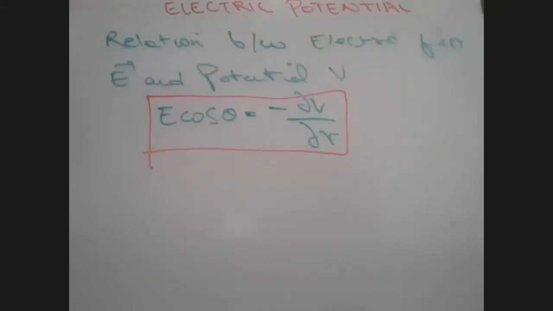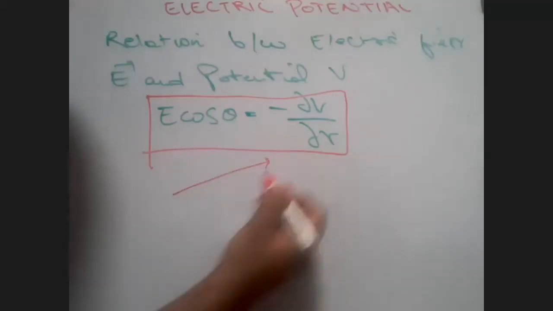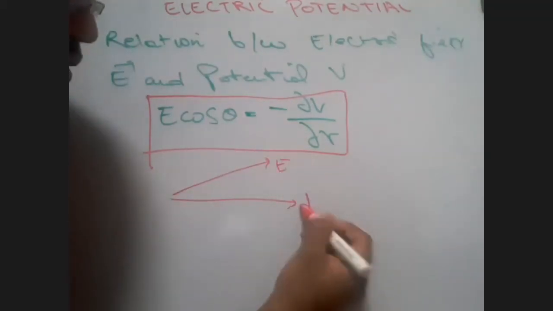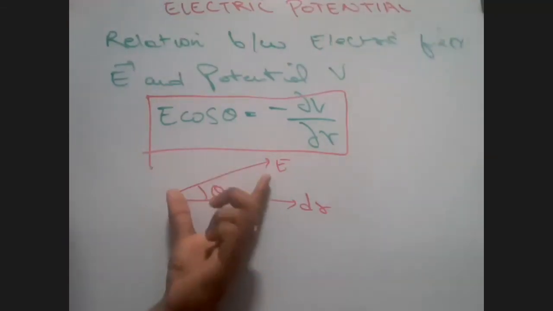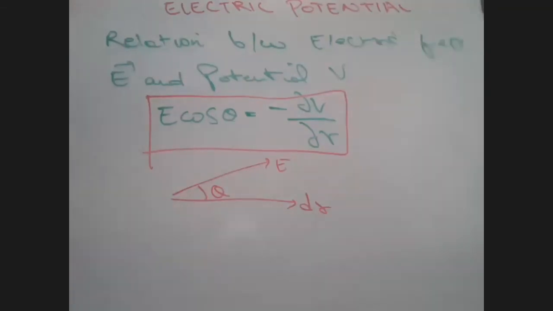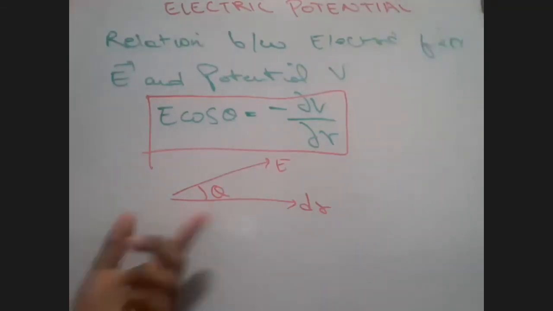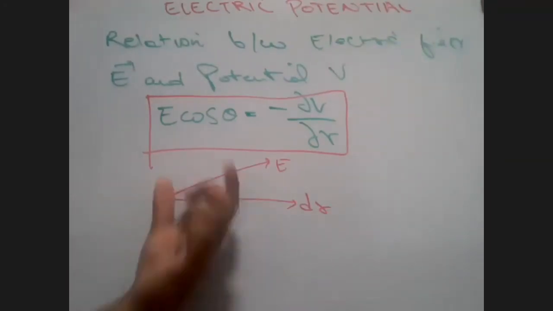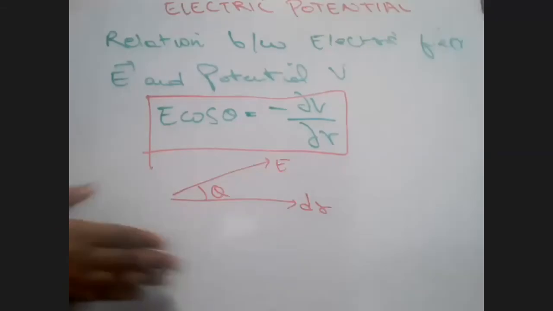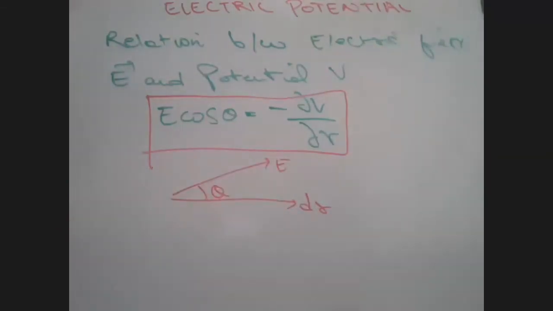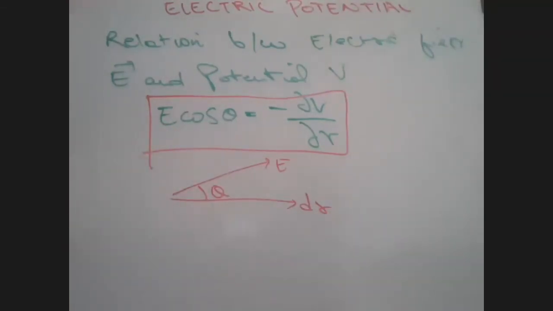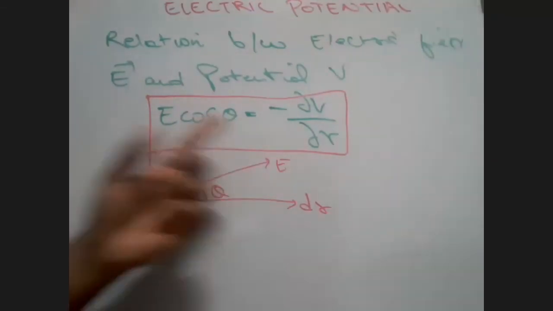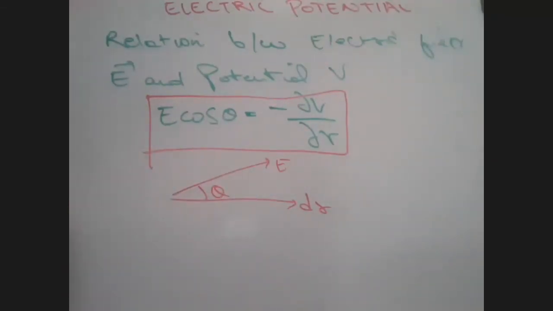E cos theta is basically the component of the electric field along dr, this is theta. Am I right? So if I say that E cos theta is in the direction of dr only, not at an angle theta, let's consider theta to be 0. If I put theta equal to 0, cos 0 is 1, so electric field intensity will be positive. E is equal to minus dV by dr. That is what we will get.